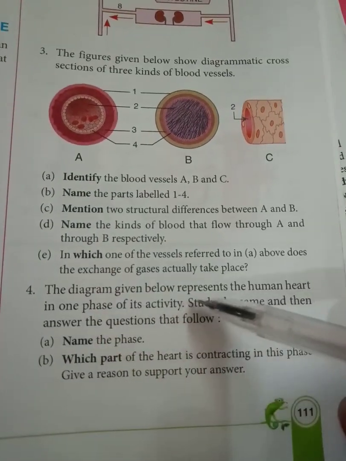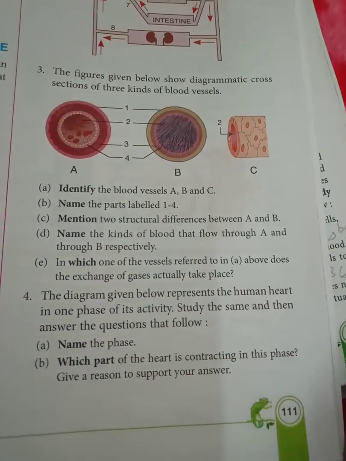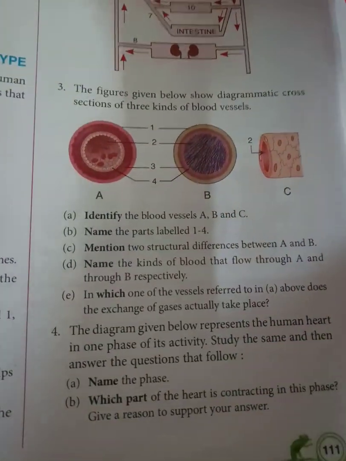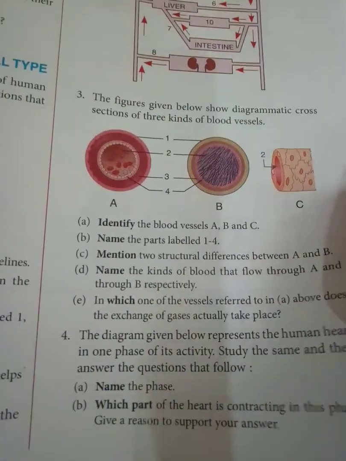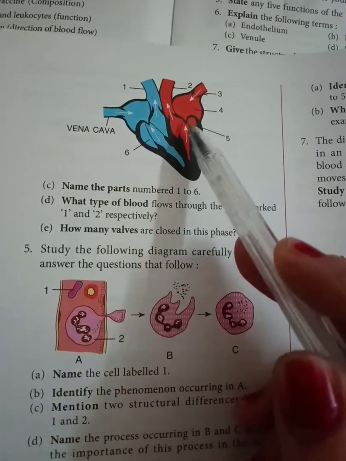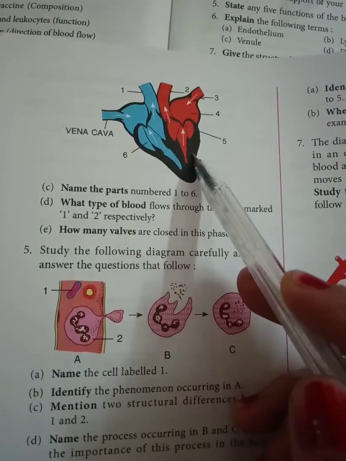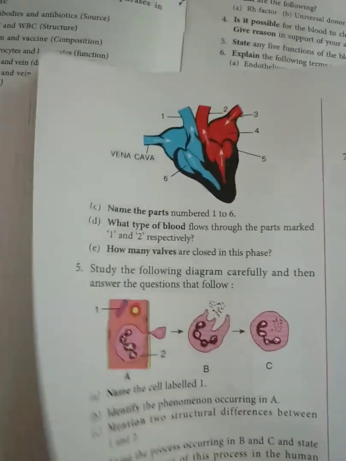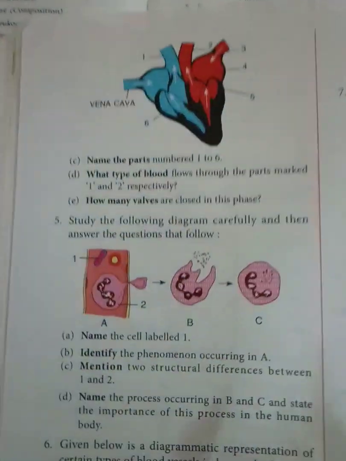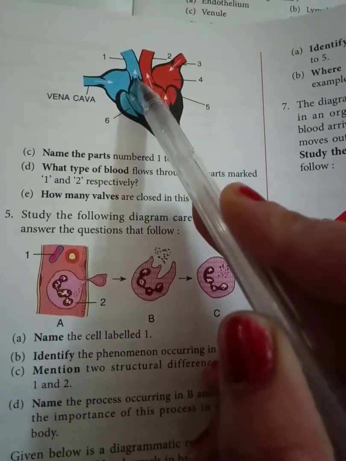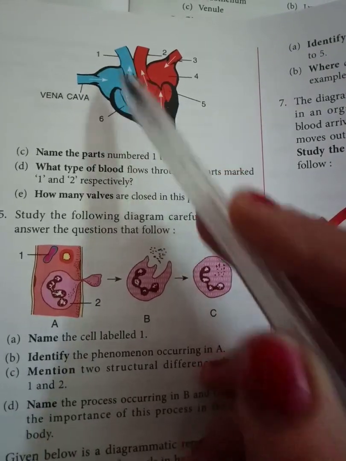Then the diagram given below represents the human heart in one phase of its activity. Study the same and then answer the questions that follow. Name the phase. Which part of the heart is contracting in this phase? Give a reason. These valves are closed, so this is ventricular systole. The ventricles are contracting because these valves are closed and the ventricles are pushing the blood towards the aorta and pulmonary artery.